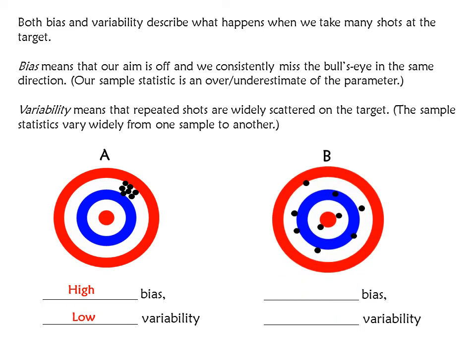In our next target, we see that the shots are all around the bullseye, so they aren't all an overestimate and they're not all an underestimate. So we would say that the bias is low. However, the shots are pretty spread out. They're not close together, so they're not consistent. This would be high variability.